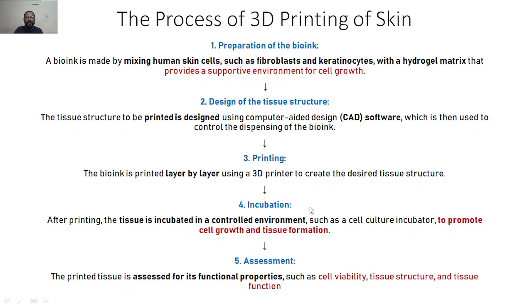Next, assessment. Assessment is nothing but testing, assessing the functional properties. So test whether it can work as skin or has skin properties or not. How will we test? By using a cell viability test, that means whether cells are living or not over a period of time. Next, tissue structure, whether it is resembling skin or not. Next, tissue function, whether it is working as skin or not.